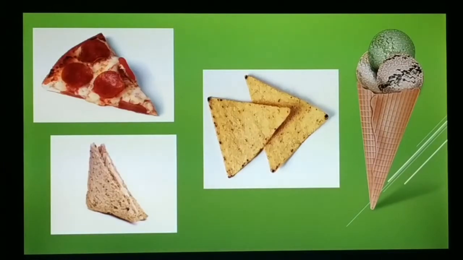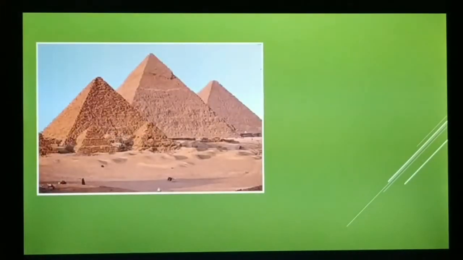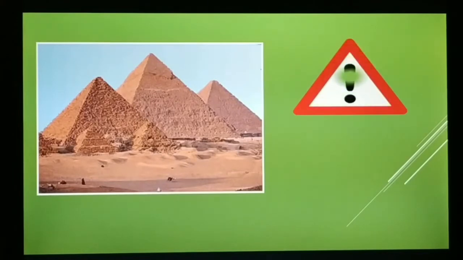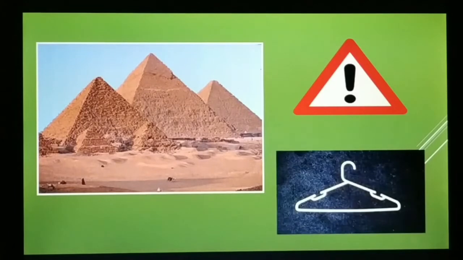Let's look at the other examples also. An Egyptian pyramid, a signboard on the road, and a hanger which we use at home. These are all examples from our life of triangles. Now, you can think of other examples which look like a triangle. So let's move forward.